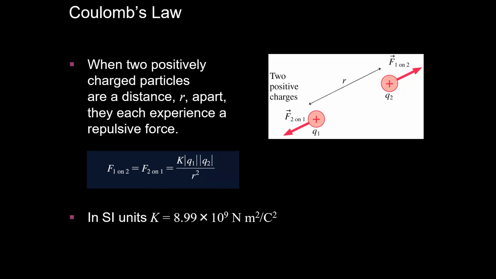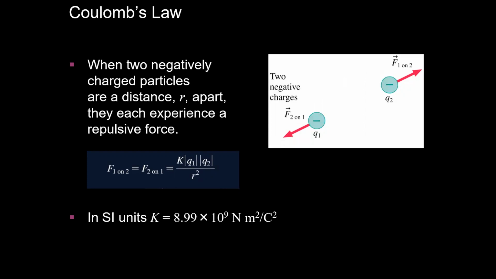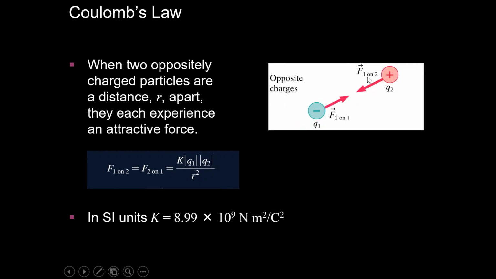So this is the first one where we have two negatively charged objects. Similarly, if we have two positively charged objects, and then finally, if we have a single particle that's positively charged with a single particle that's negatively charged, we obviously see the attractive force.